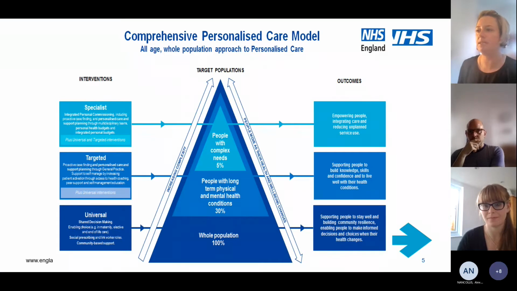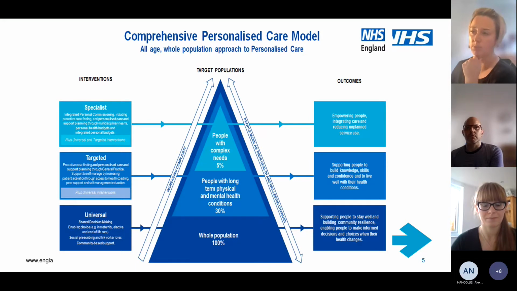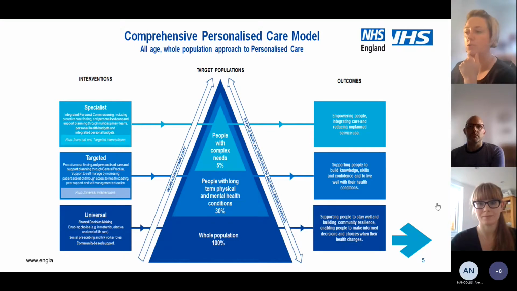Universal personalised care is an all-age, whole population model, and it comprises 6 components. The first is shared decision-making. The second is enabling choice, including legal rights to choice. The third is social prescribing and community-based support. The fourth is supported self-management. The fifth is personalised care and support planning. And the sixth is personal health budgets and integrated personal budgets, which we'll be focusing on today.